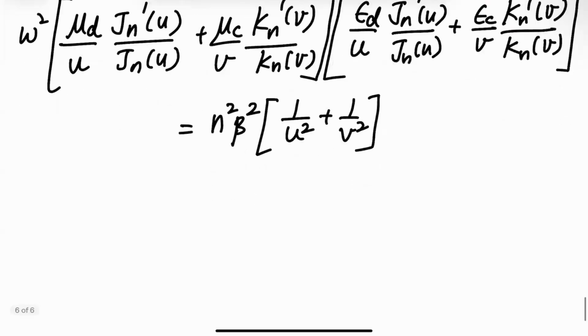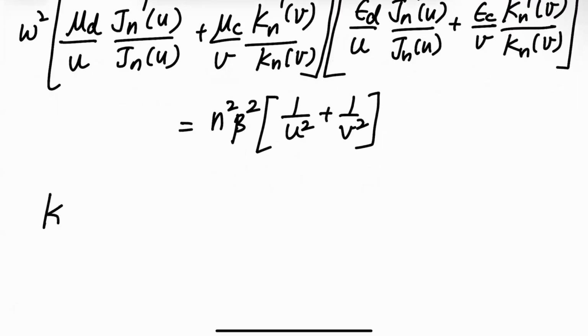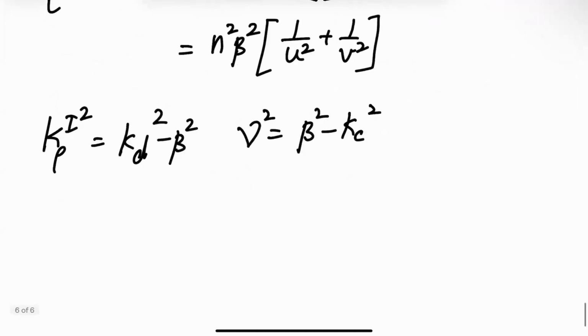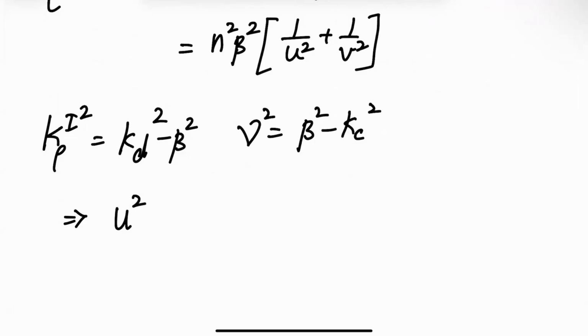Okay, now recall that we also have another relationship, which was k rho 1 square equal to kd square minus beta square, and nu square equal to beta square minus kc square. So this was from our dispersion relations, right? From these two equations, we can equate the beta terms. You can show that, basically just add them up on the left and right hand side. You'll end up with u square plus v square is equal to a square times kd square minus kc square.